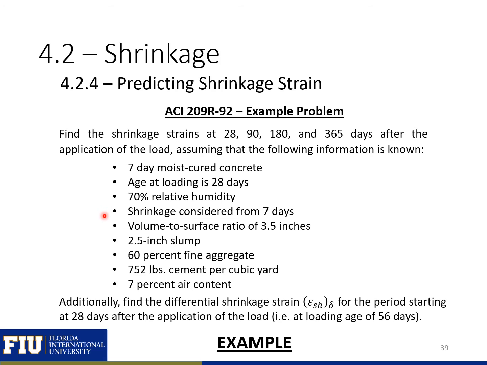We're considering shrinkage from 7 days after casting. This is after moist curing is done. So the shrinkage should be considered from the point when our moist curing is finished. We know our volume to surface area ratio is 3.5 inches. We have a 2.5 inch slump, 60% fine aggregate, 752 pounds cement per cubic yard, and 7% air content. The last thing is we're also going to find the differential shrinkage strain for the period starting at 28 days after application of the load. So we'll see how to do that on the next slides as well.